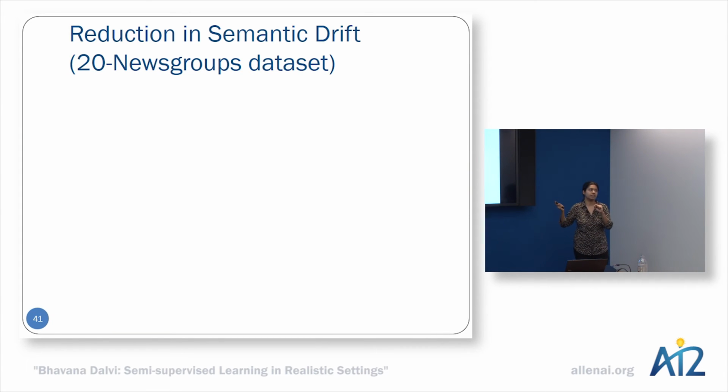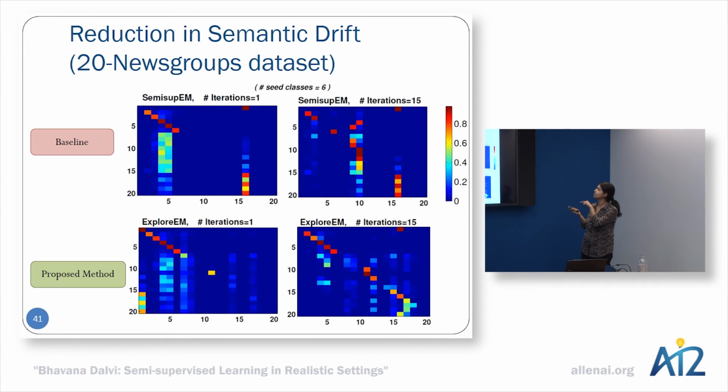Now if you look at the same confusion matrices I showed you earlier, they will make more sense. So here what is happening is our method is discovering these new classes, and thereby the semantic drift of seed classes is reduced.